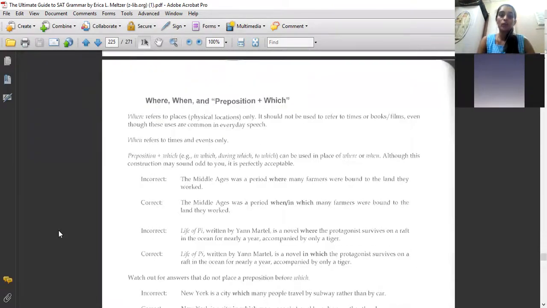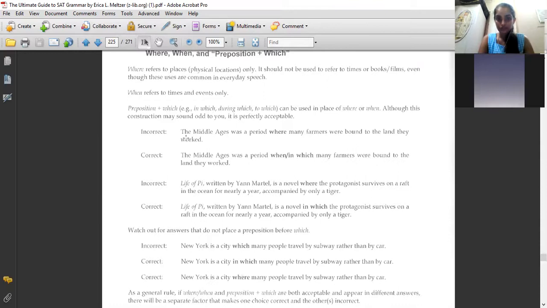And then there is when, where, and preposition plus which. When is used to refer to only times and events. Where is used to refer to only places. And preposition plus which can be used to replace both when and where.